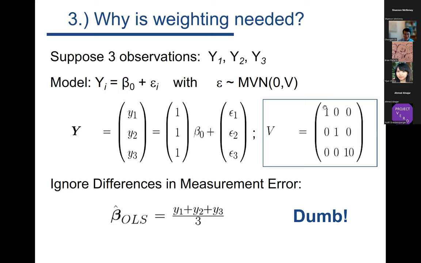Is this the most precise answer? Can we use the data in different ways that can give us more precise answers? Now you might start thinking, possibly, right? So let's try to think a little bit more about what this variance means. Variance is really the inverse of the precision, right? So what this tells us is that Y1 and Y2 are relatively more precise.